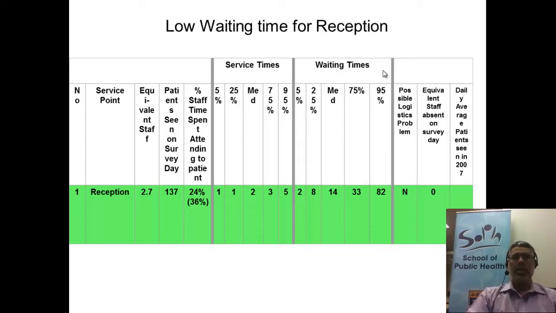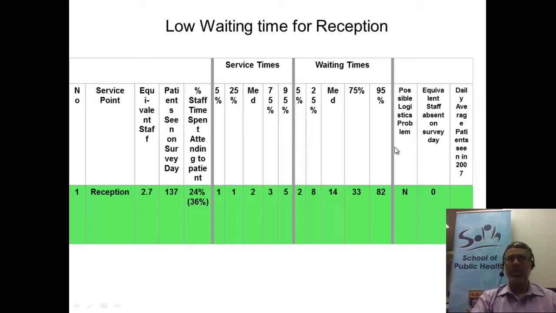Now let's look at another service point, also at the reception service point, but here you'll notice the waiting times are rather low. So on median they wait 14 minutes, although 5% do wait 82 minutes or more. The service times look pretty good, and here's the number of staff, the number of patients, the percentage time spent attending to the patients by the staff.